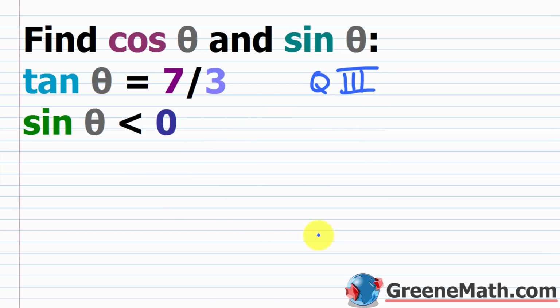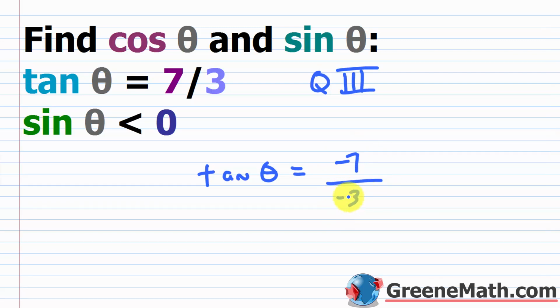Now, the other thing is, and this is a very common mistake, remember we just said that the tangent of theta is equal to the sine of theta over the cosine of theta. So what students do is they say, okay, well, sine is negative, and I know that tangent is positive, so what they'll do is say, okay, well, this is going to be -7 over -3, okay, and they think they're done with the problem. This is a very common mistake.